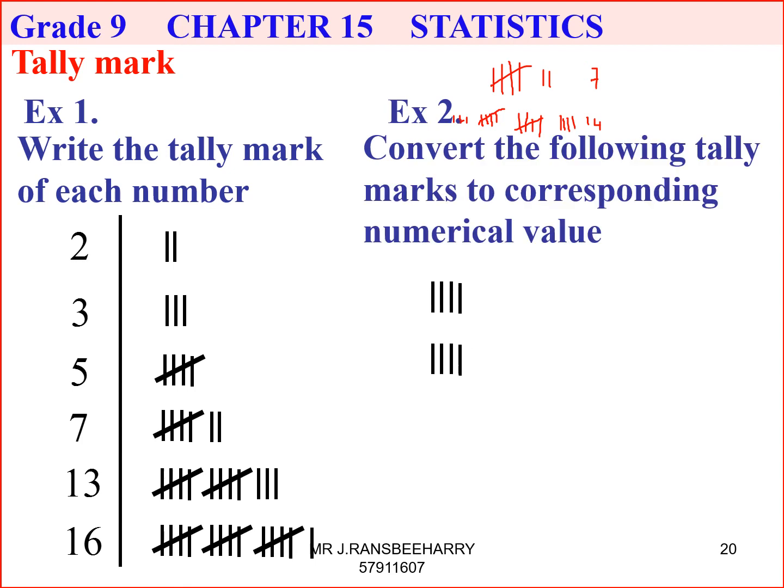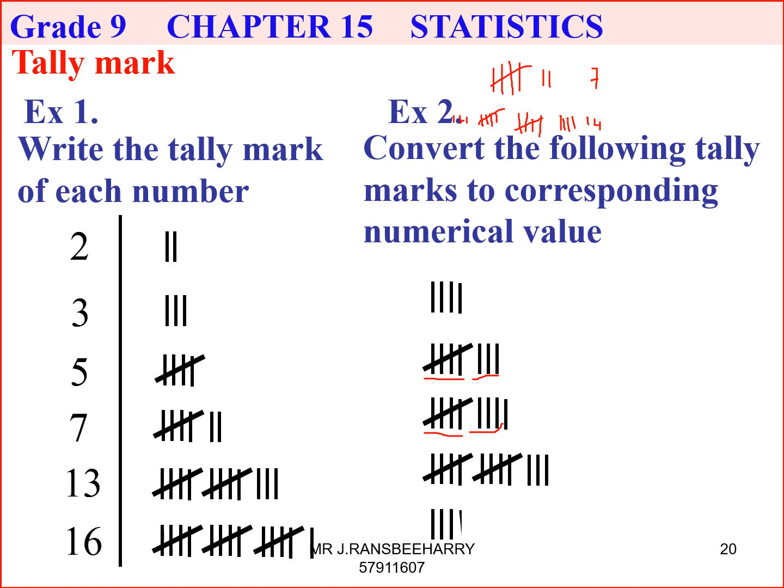So example 2, convert the following tally mark to numerical value. Here tally mark is given. So firstly 1, 2, 3, 4. Secondly 5 plus 3, we obtain 8. Here we have 5 plus 4, 9. 5, 5, 3, 10 plus 3, 13. 5, 5, 5, 15 plus 2, 17.